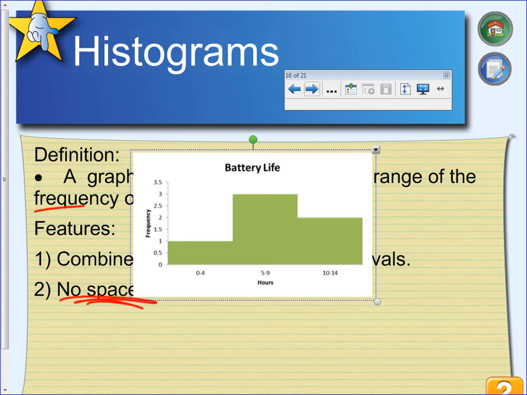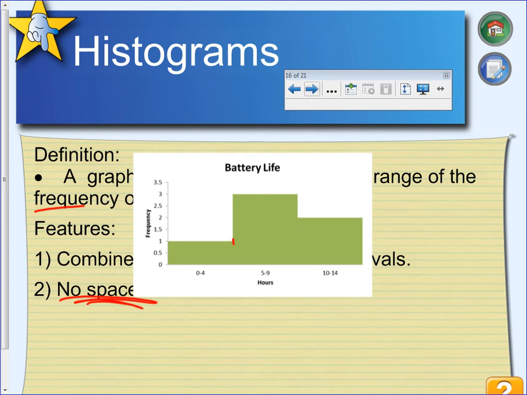10 to 14. And there's one computer or cell phone that has a battery life of 0 to 4 hours. There are 3 that have a battery life of 5 to 9, and then obviously there are 2 that have a battery life of 10 to 14 hours. And as you can see, all the bars are touching each other because there's no amount of hours between 4 and 5, so that's why it's touching here.